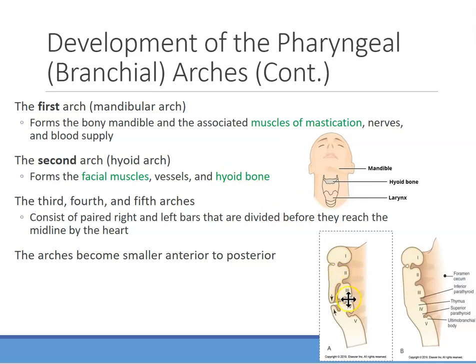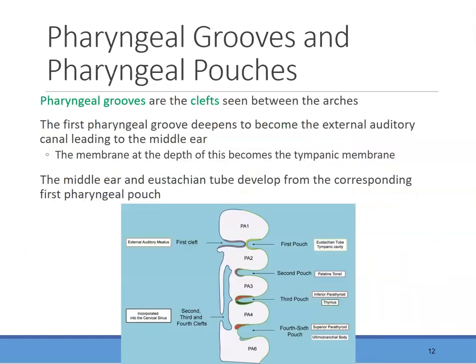And then we have the third, the fourth, and the fifth arches, and what you'll see over here is they also make muscles, which we'll look at. But what I really want you to know for now is that the first arch makes the muscles of mastication, the muscles for chewing. The second arch, also known as the hyoid arch, makes the muscles for facial expression, or the facial muscles, and the hyoid bone. Let's look at it again.